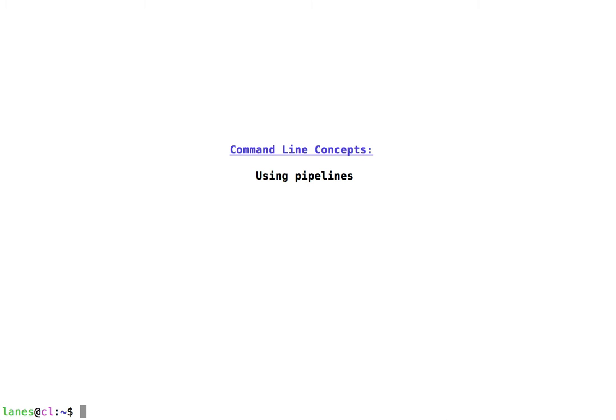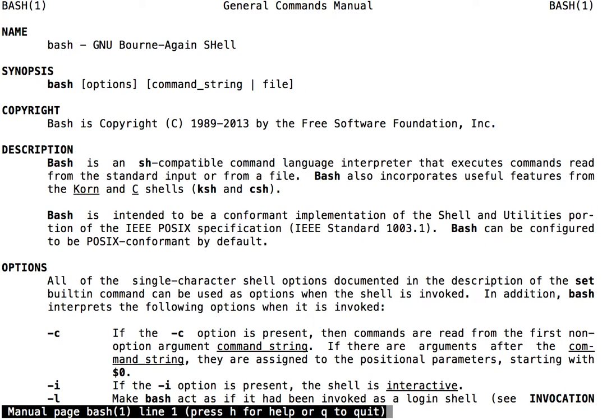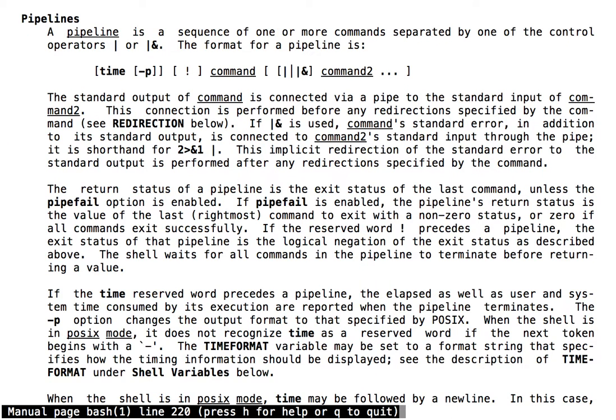Let's take a look at command line concepts using pipelines. Let's begin by taking a look at the man page for bash. We'll scroll down in the man page to the section titled Pipelines.